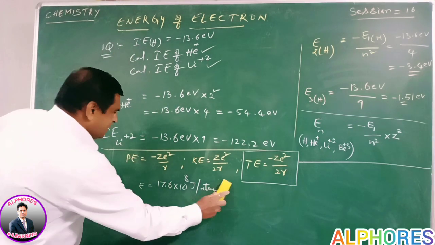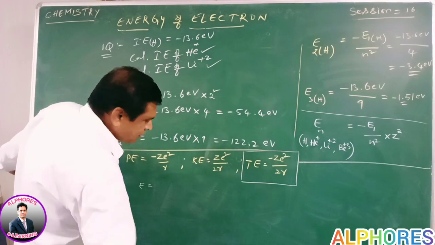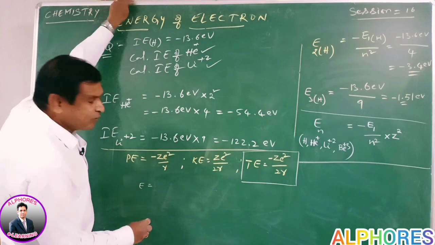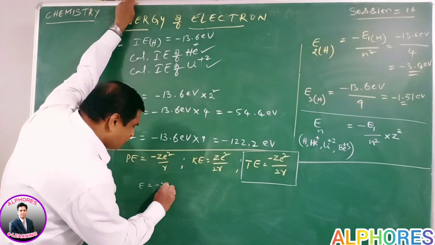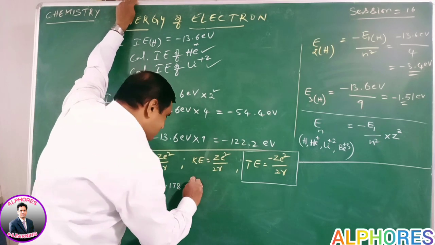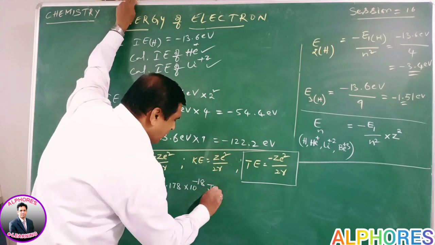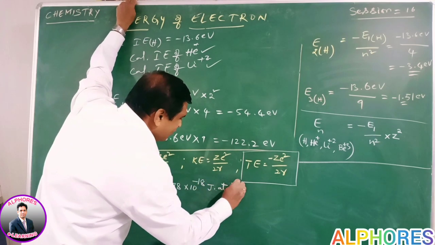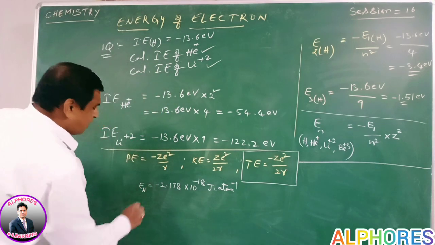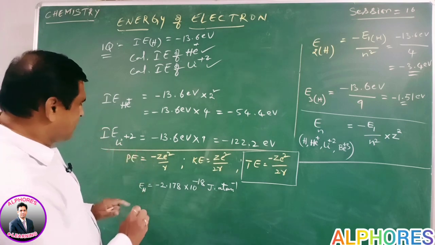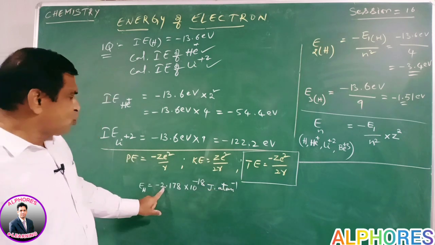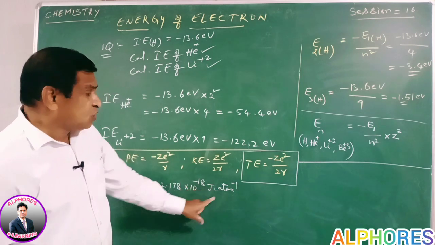Instead of that, let us use it like this. Energy of the electron in hydrogen atom is minus 2.178 into 10 to the power minus 18 joule per atom. Okay, you got my point. Energy of the electron in hydrogen atom is given like this, minus 2.178 into 10 to the power minus 18 joule per atom.